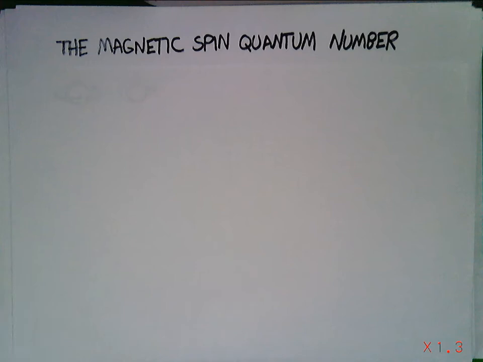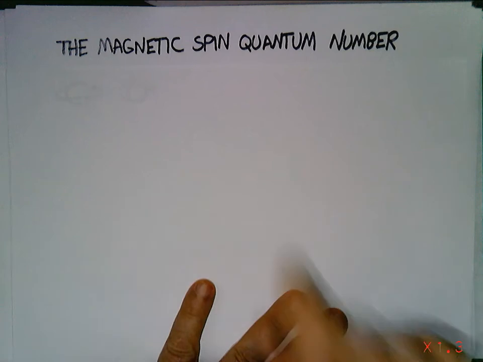So when we have waves in 3 dimensions, like we have in an atom, we need 3 quantum numbers to describe their orientation, their shape, their size, and their energy. But there is a 4th quantum number, and it has to do with a quantum mechanical property that electrons have. And it's called spin.